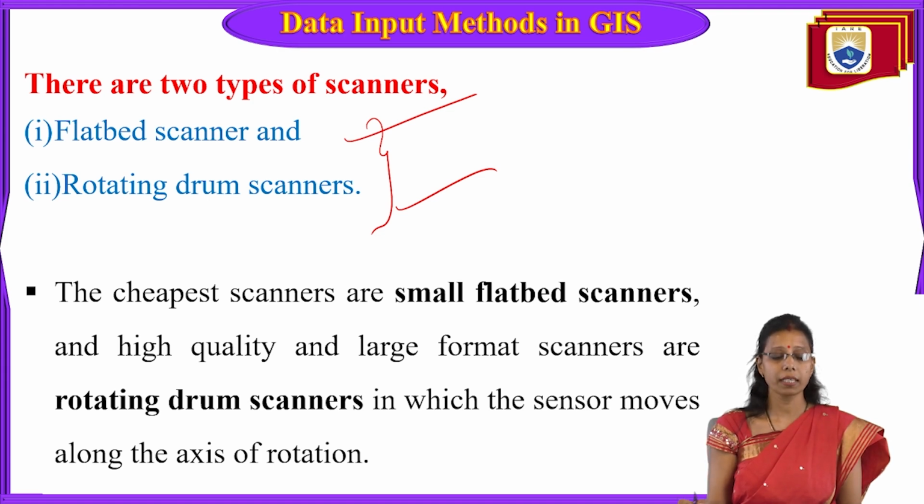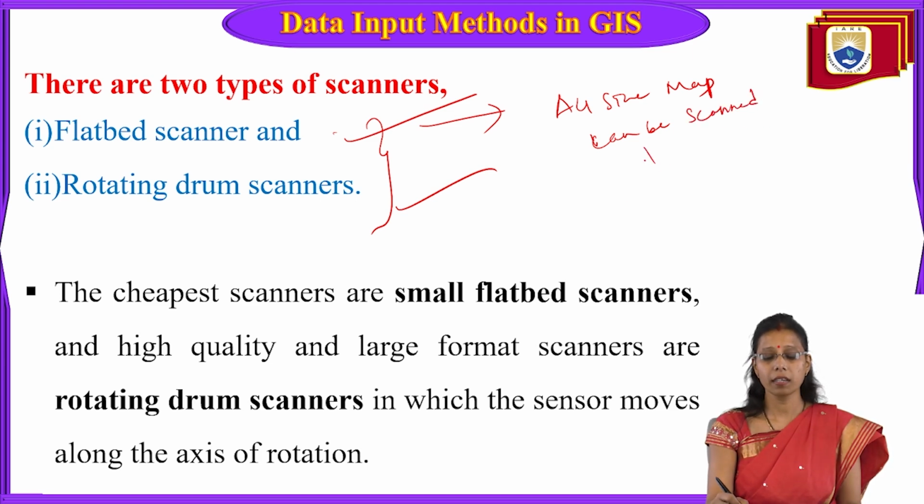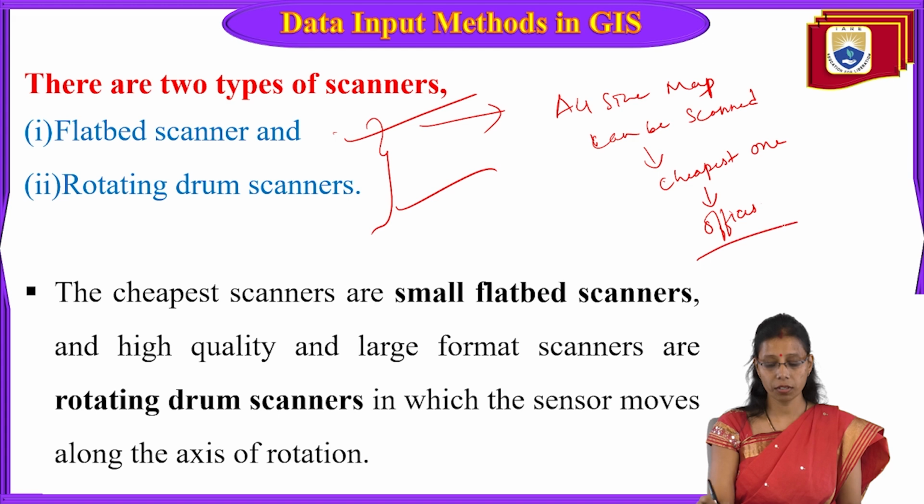So what is a flatbed scanner? A flatbed scanner is the scanner where an A4 size map can be scanned. It is the cheapest one, and it is used in offices. So in offices, an A4 size map can be scanned easily, it is the cheapest one, and you can use it in the offices.